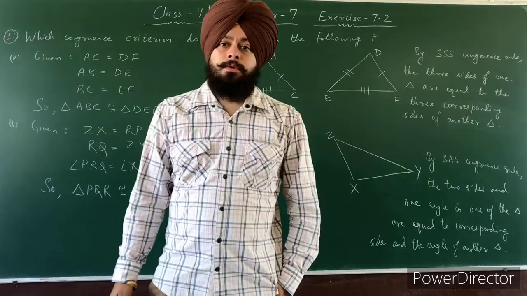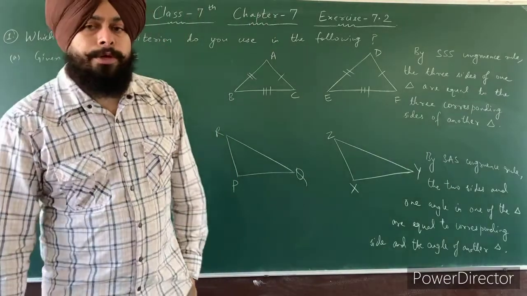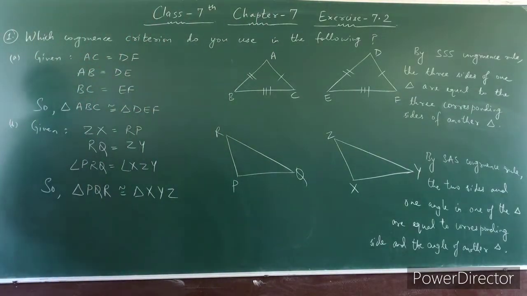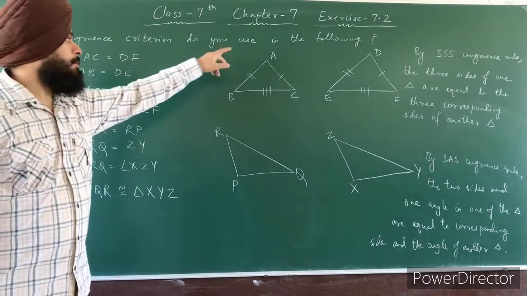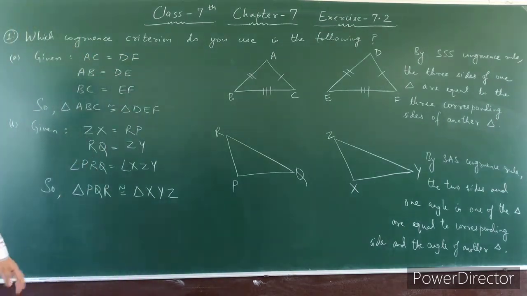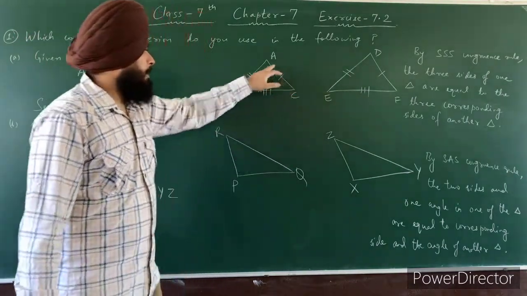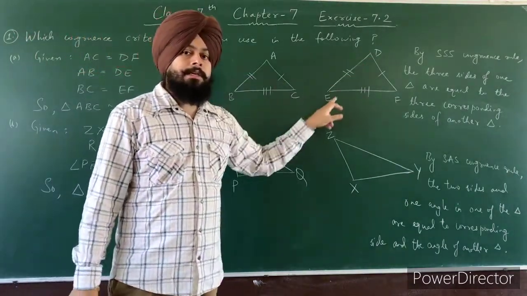Good morning students. Today we will start new exercise 7.2 of your chapter number 7, congruence of a triangle. The first question is, which congruence criteria do you use in the following? So you can see here there are two triangles in the first A part. Triangle name is ABC and the second one is DEF.